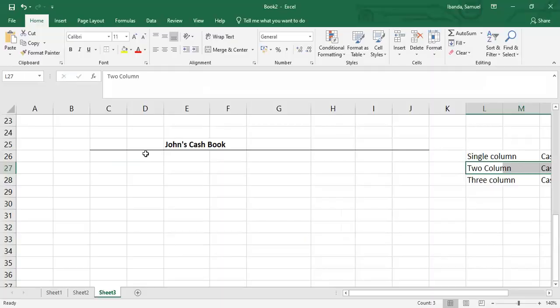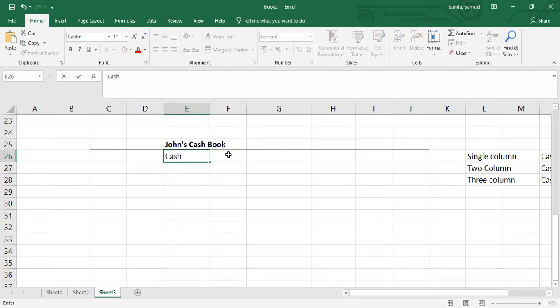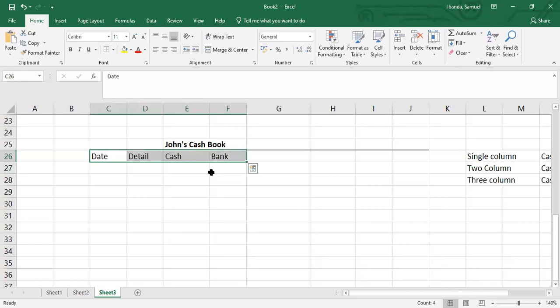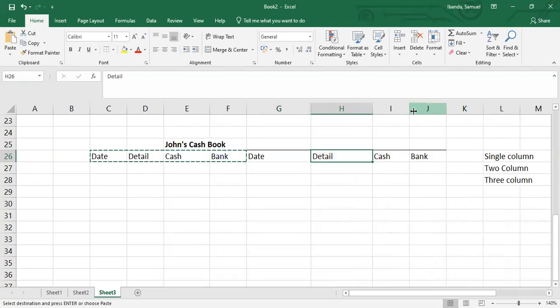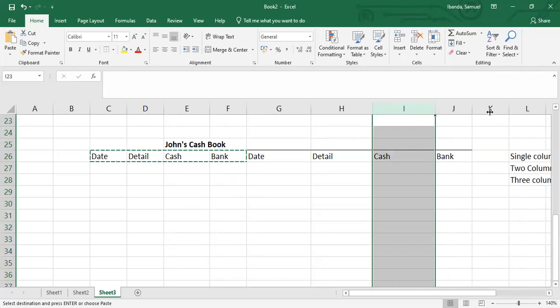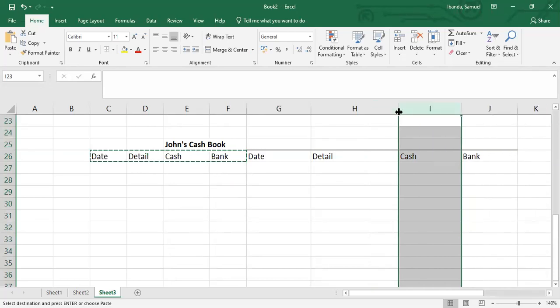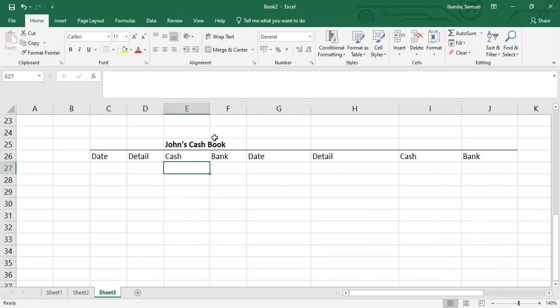So what I'll basically do, this will be my columns. I'm going to have cash and bank, okay? Of course, the format, the way the two column cash book would look like, it can have the date, okay? It can have then the detail. In the same way, I'll also have similar details on this other side, the cash detail and bank column. The detail column is a bit longer because it has a narration in it. But that should be basically the principle.